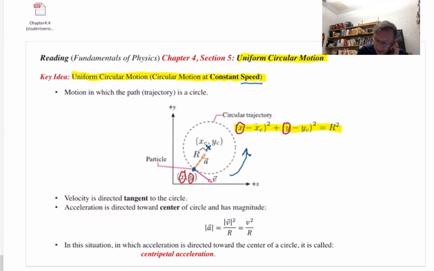X_C here is whatever this value is. Y_C here is whatever this value is. The R is whatever the radius is. That's how those various quantities are related. That is the equation of a circle, which at some point you did learn in high school math.